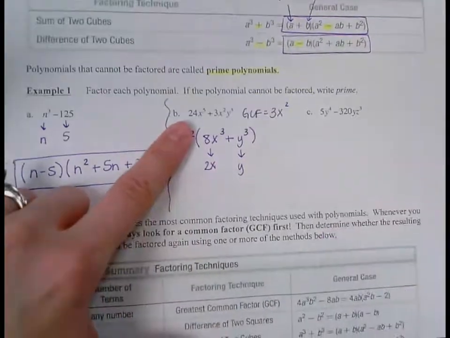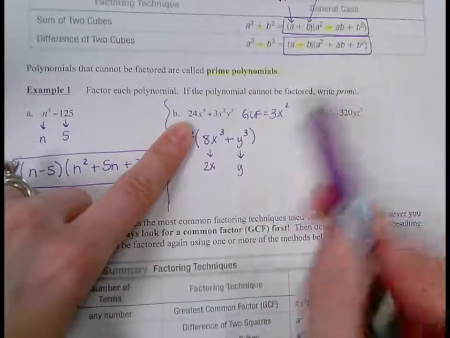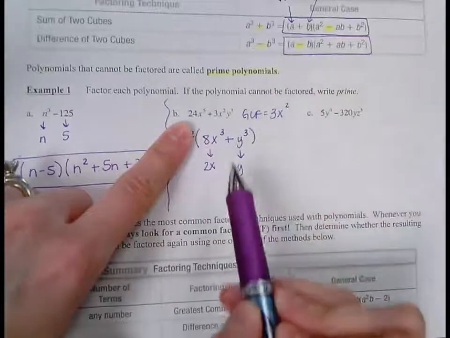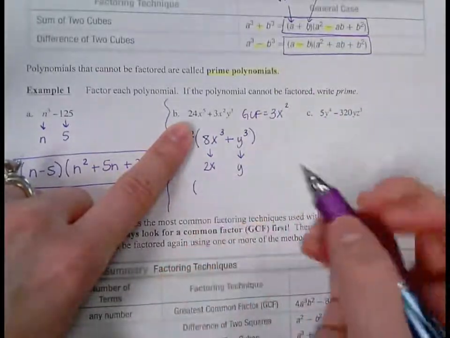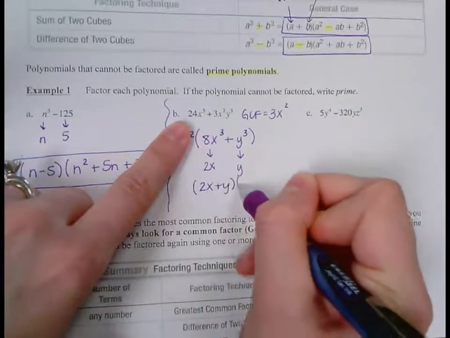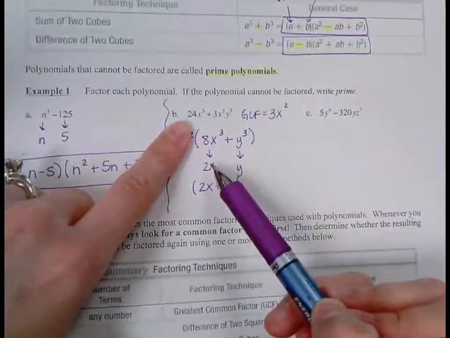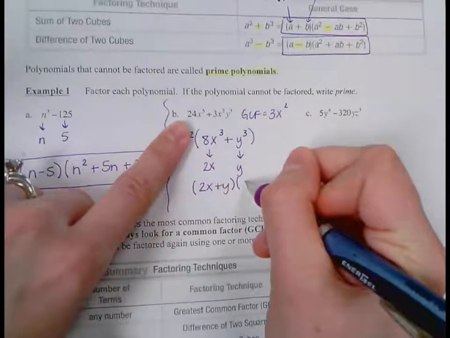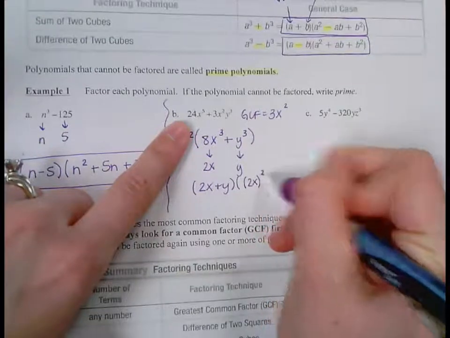It'll be part of my answer, but I don't need it at this moment. So I'm using the sum of cubes formula. 2x is my A, y is my B. So I have A plus B, so 2x plus y, times, now when you see an A squared here, since A is 2x, that means I really have the quantity 2x squared.